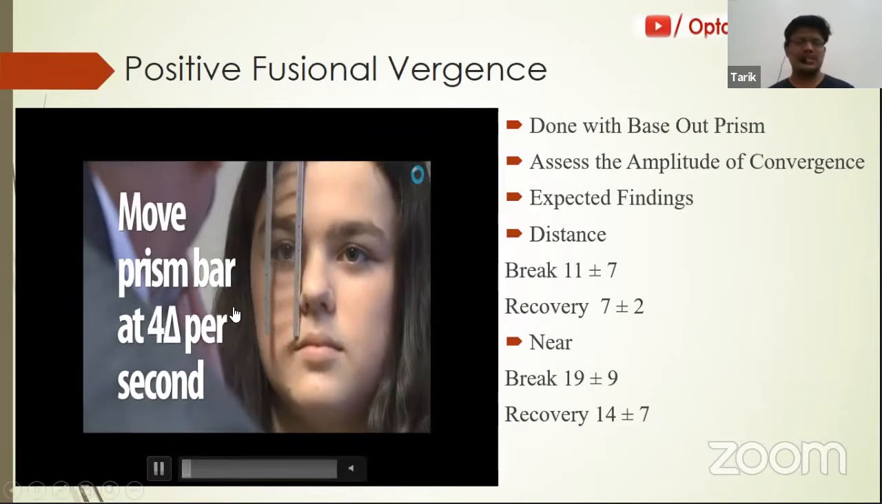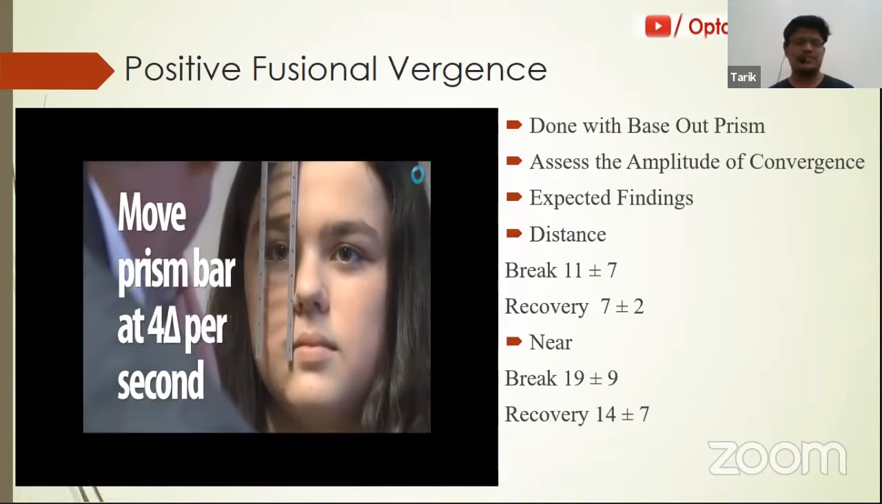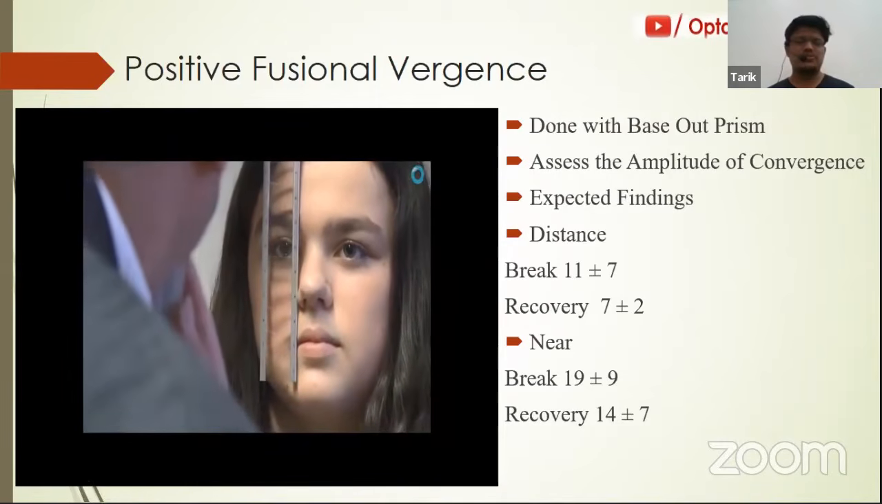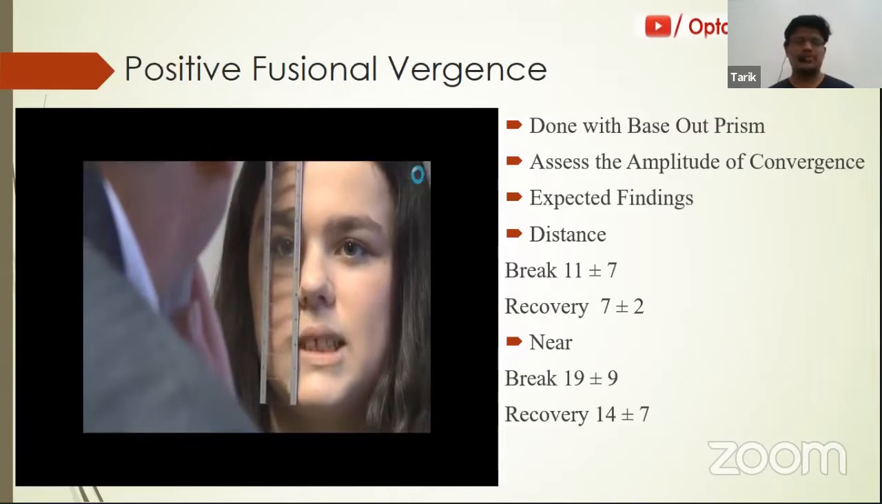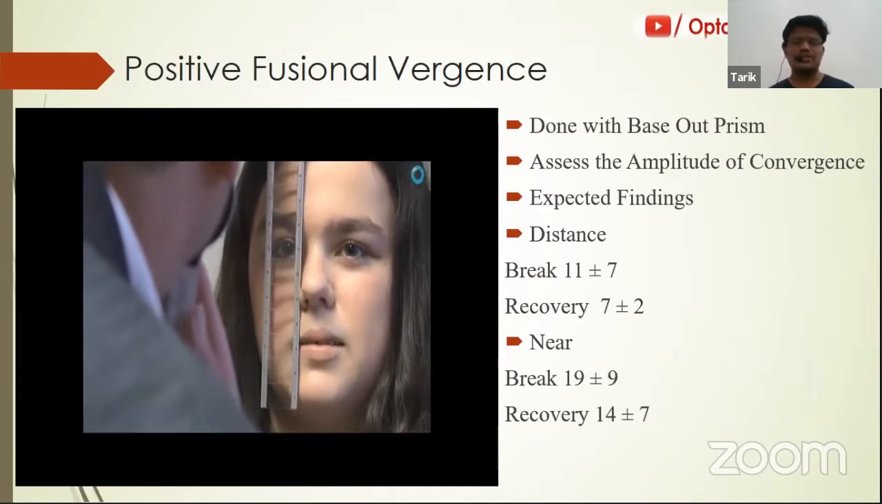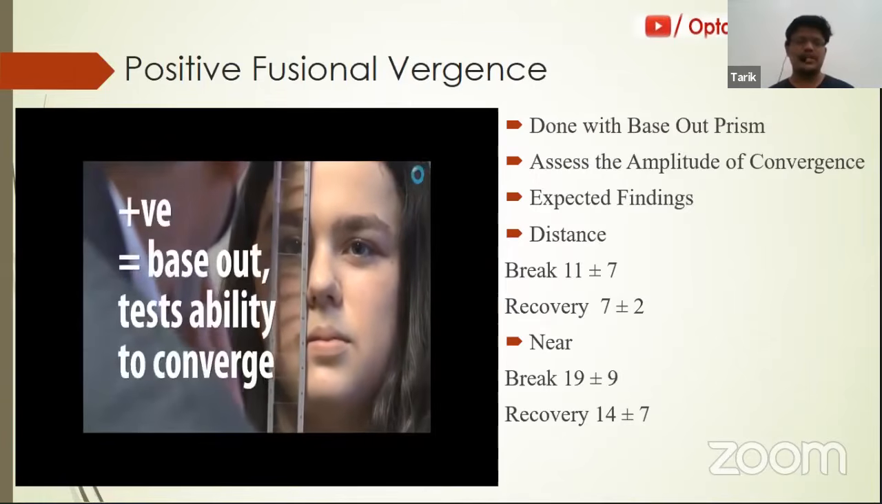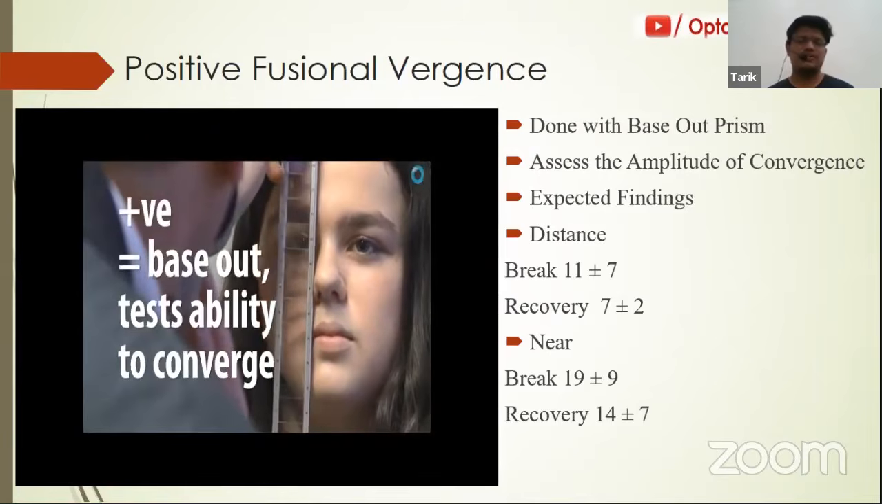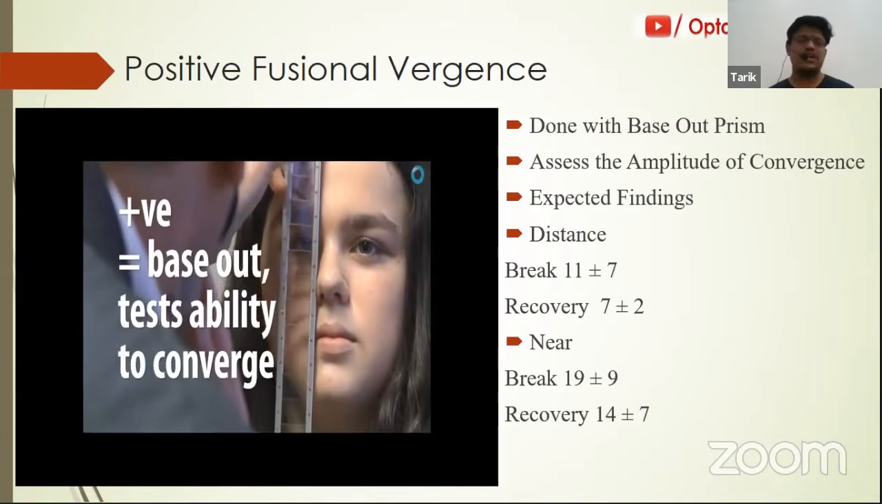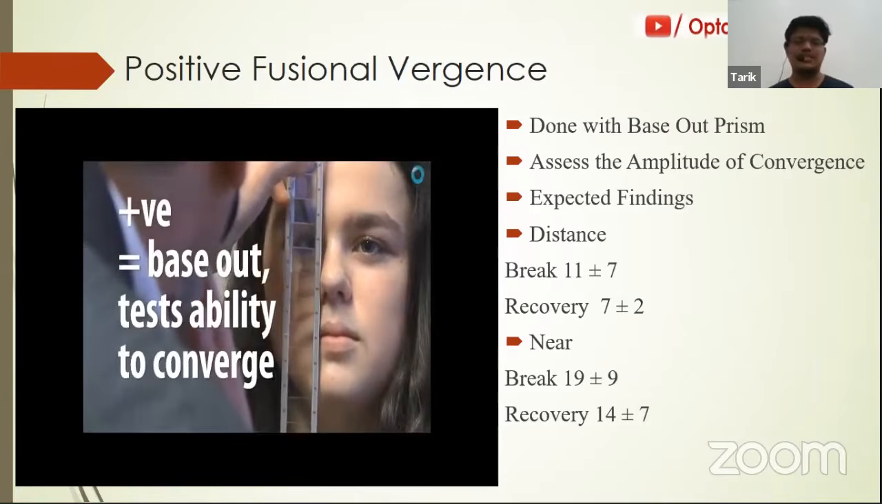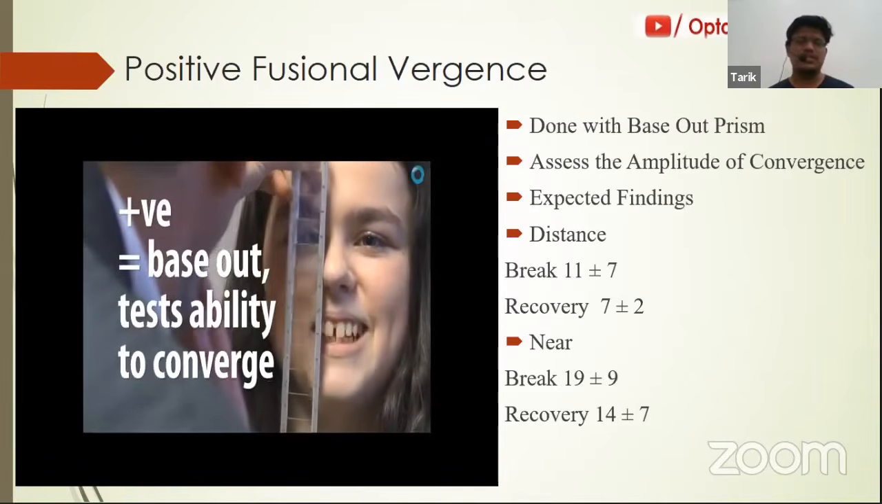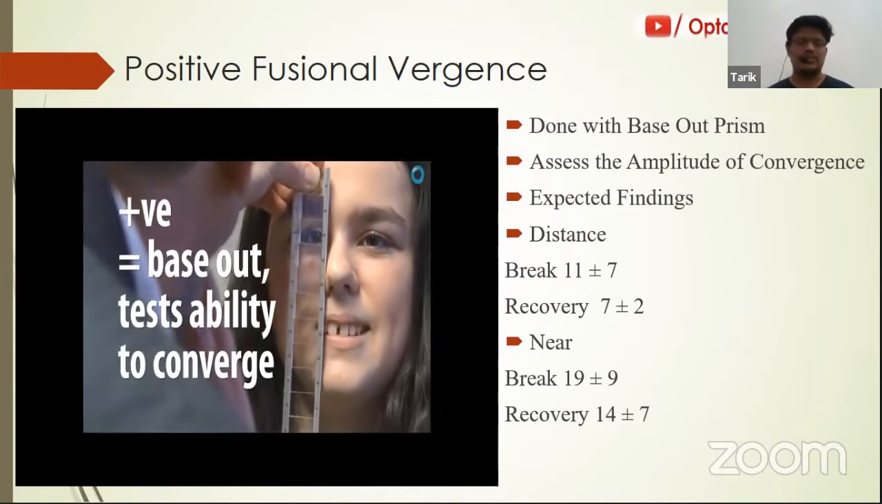We generally move the prism bar at a speed of 4 prism diopters per second because you have a good amount of convergence, so very quickly you can converge. You need to ask the patient the moment it becomes double. That is your break point, and then you reduce the amount of prism to get back to the recovery. Many times you will find that patients even exceed the prism bar scale itself. They have a good amount of convergence, so the scale will end and the patient will say there is no blur. Generally we take the end value as the value for your PFV.